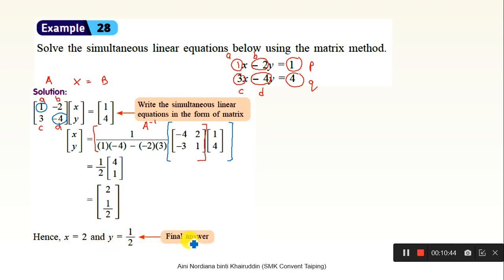So this is the final answer. Because the question asks you to solve the simultaneous linear equation, that means the question wants you to identify or calculate the values of x and y. So you have to state the values of x and y in the final answer. So this is actually the values of x and y.